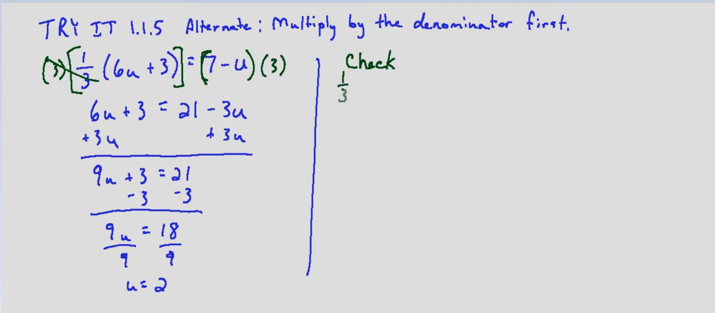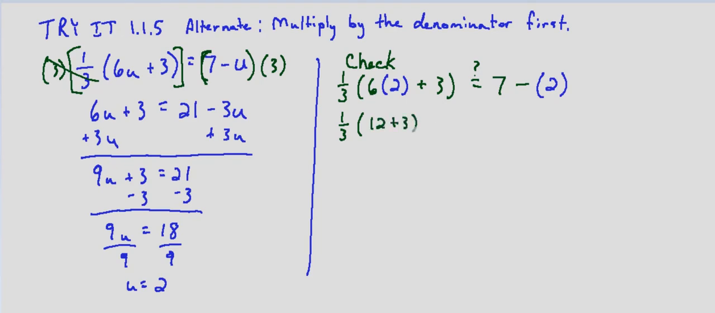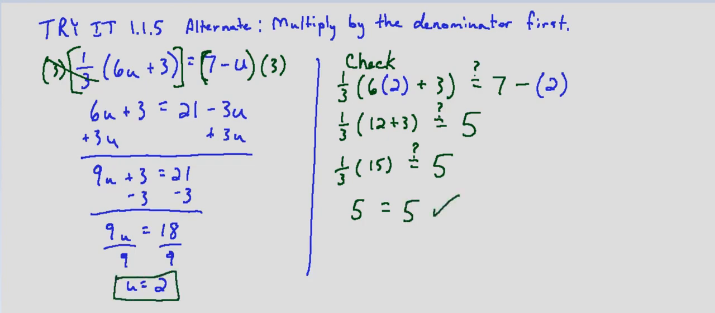So 1/3 times 6, and we solved u to be 2, plus 3 equals 7 minus 2 when we substitute for our u. So that ends up being 1/3 times 12 plus 3. Again, we want to know if that equals 7 minus 2 equals 5. So this ends up being 1/3 times 15. Still have 5 on the right-hand side. 1/3 times 15 is 5. So again, it does indeed check. And u equals 2 is the solution to our equation.